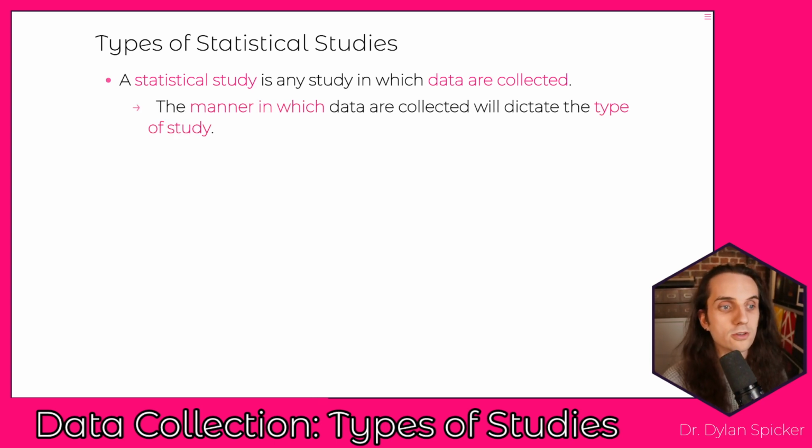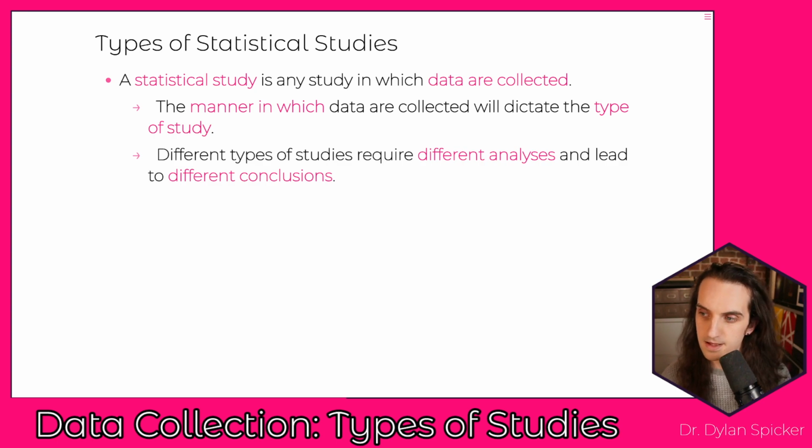And the manner in which those data are collected is going to dictate the type of study, right? So all statistical studies can be roughly speaking grouped into one of two different kinds of statistical studies. Based on the kind of statistical study, it's going to require different forms of analysis, but it's also going to lead us to different types of conclusions. And we'll see exactly what we mean by that shortly, right? But knowing how the data were collected is going to be important. If you have the same data set and it came from two different sources, you're going to have to treat those differently depending on which source is which.